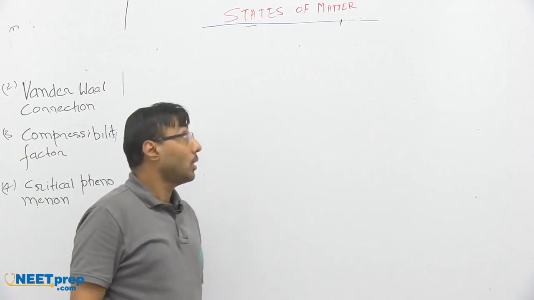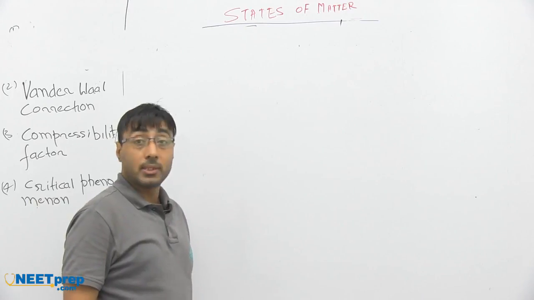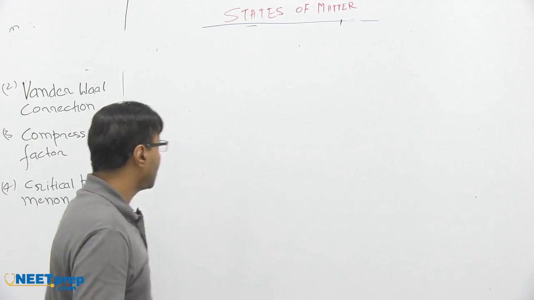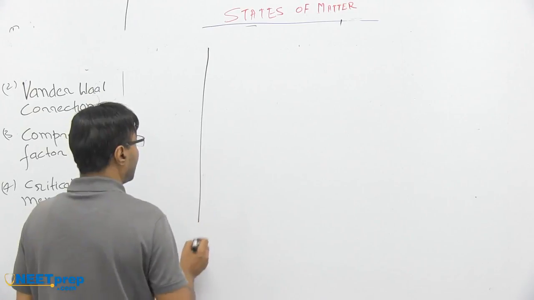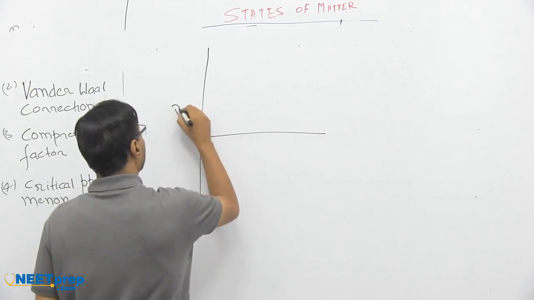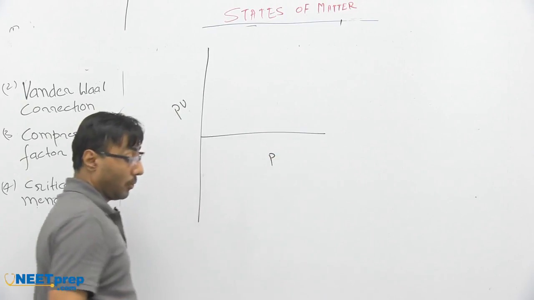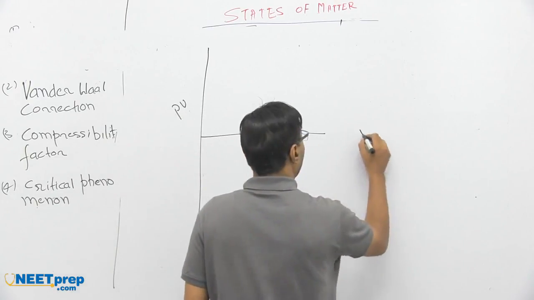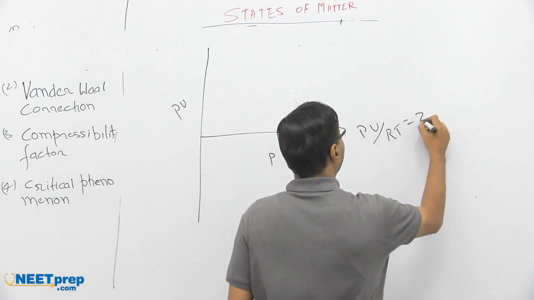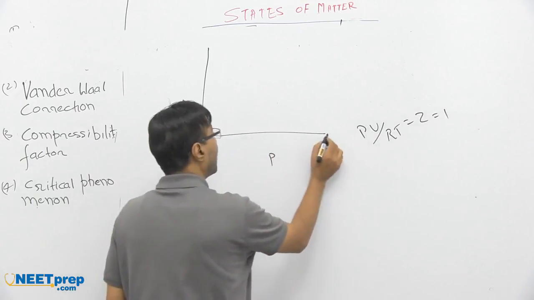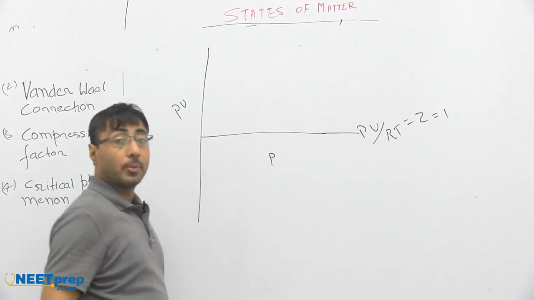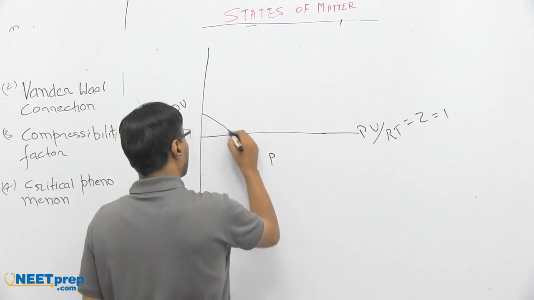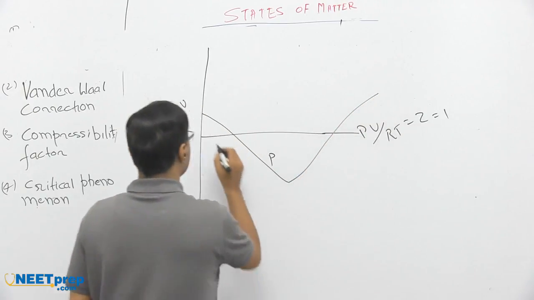Now, in the next segment, we have to learn the graph of Z to find out whether it is for a real gas or for an ideal gas. The graph is plotted between PV and P, and this line is PV by RT, which is Z equal to 1. Now they will give the graph of some gases.